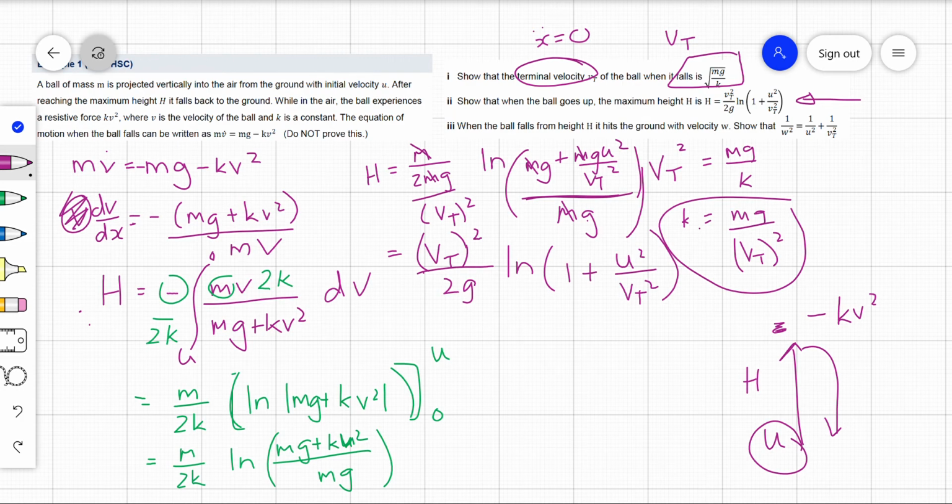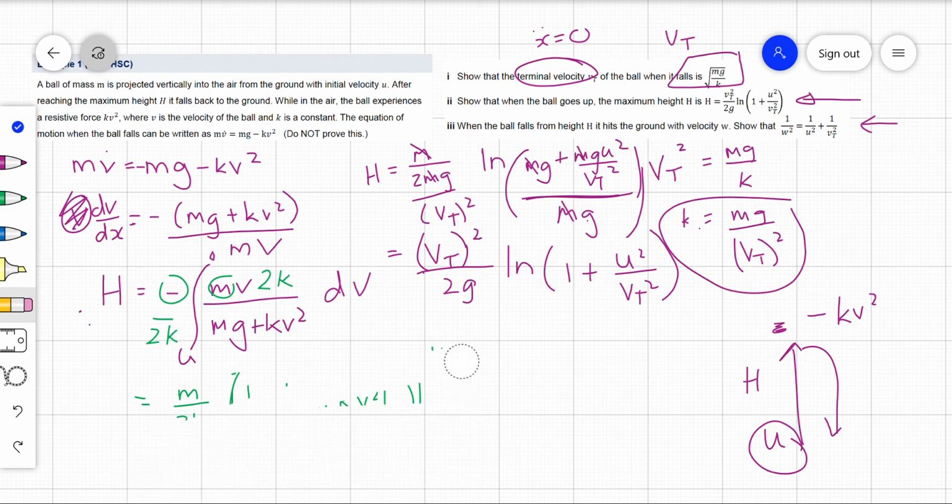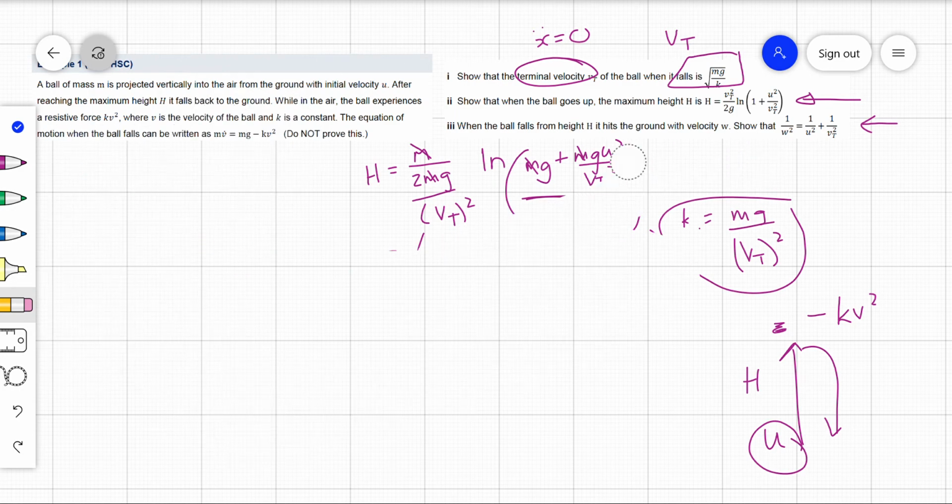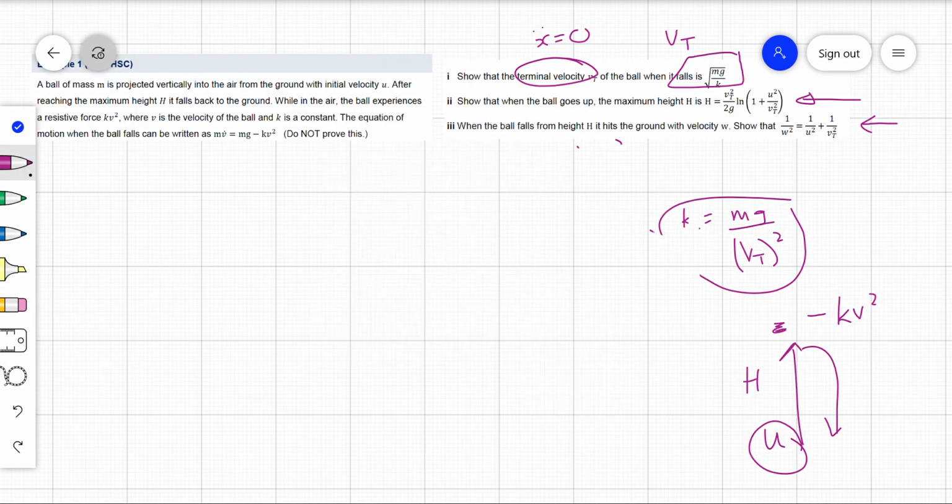So sometimes we can look at the hints, the show that hints. Alright, and the last one: when the ball falls from height h, it hits the ground with velocity w. So we need to show this here. Now, if you think about what we've found already, we can definitely use that. Again, this is when the ball hits the ground, so this is on its way down. We've got all the things up there because we had to show that. I don't know if I need that again, but I'll just leave that there in case.